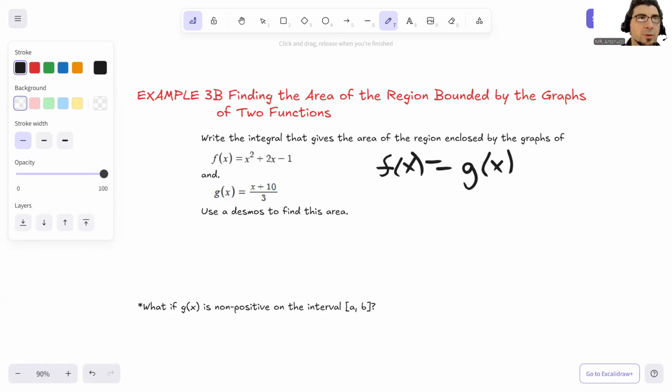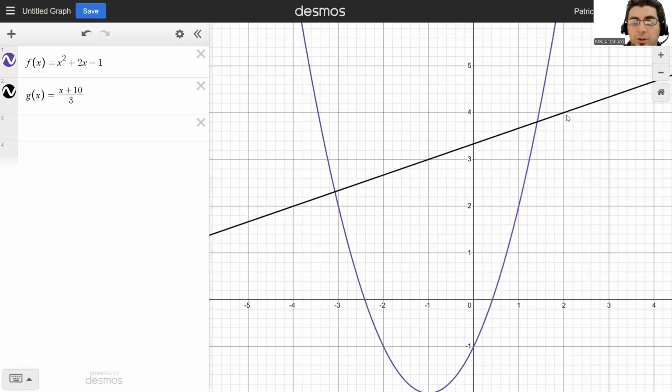So I'm going to hop over to Desmos now. I have my two functions graphed here. Now I'm going to record the intersection points on my table of values here.